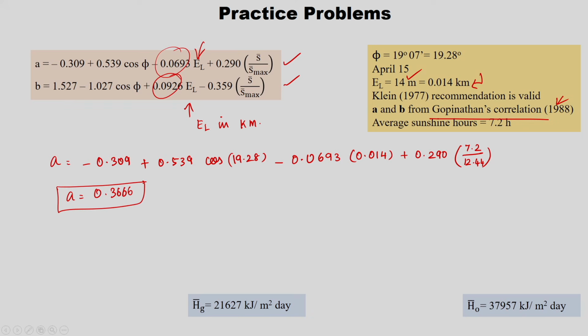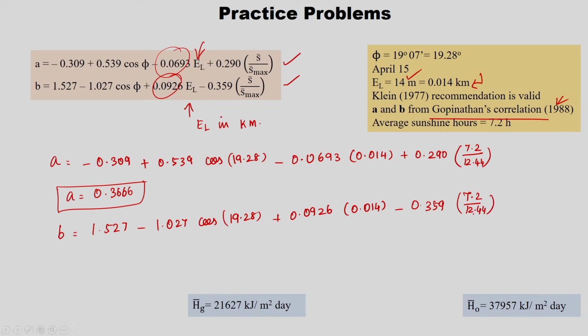So, earlier researcher proposed it as A 0.31, and then the second is B: 1.527 minus 1.027 cos 19.28 plus 0.0926 times 0.014 minus 0.359, again 7.2 upon 12.44. So, this B is coming around 0.3511.